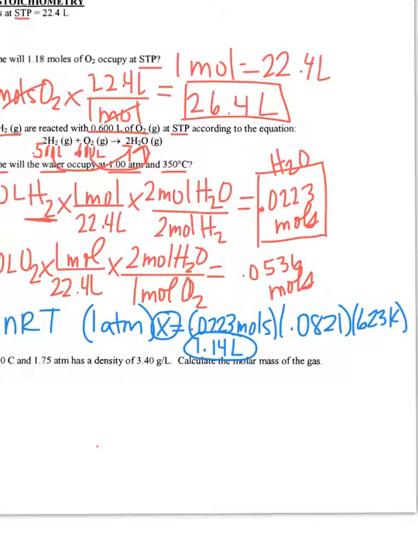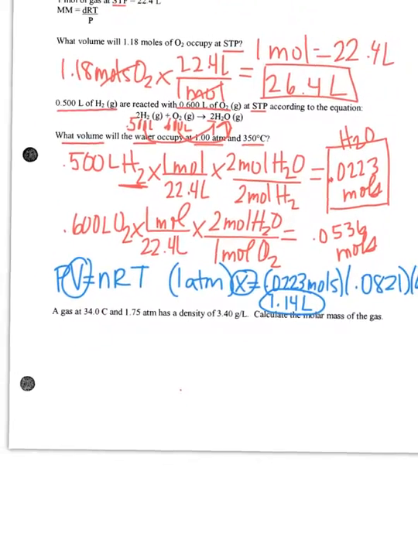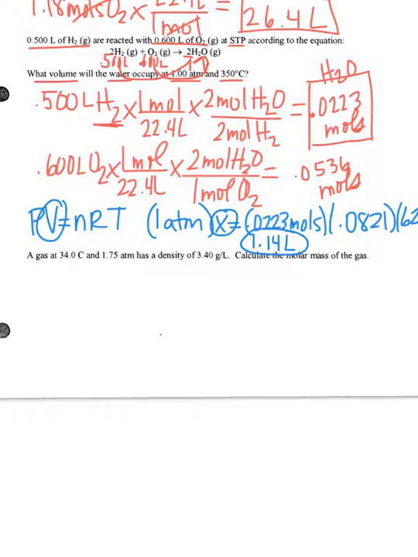All right, let's take a look at the next problem. Let's see, what does that say? A gas at 34 degrees Celsius, so we have temperature, 1.75 atm, so we have pressure. We have density. And it wants us to calculate the molar mass. That's what we're trying to find. So then therefore we can use the new density equation.